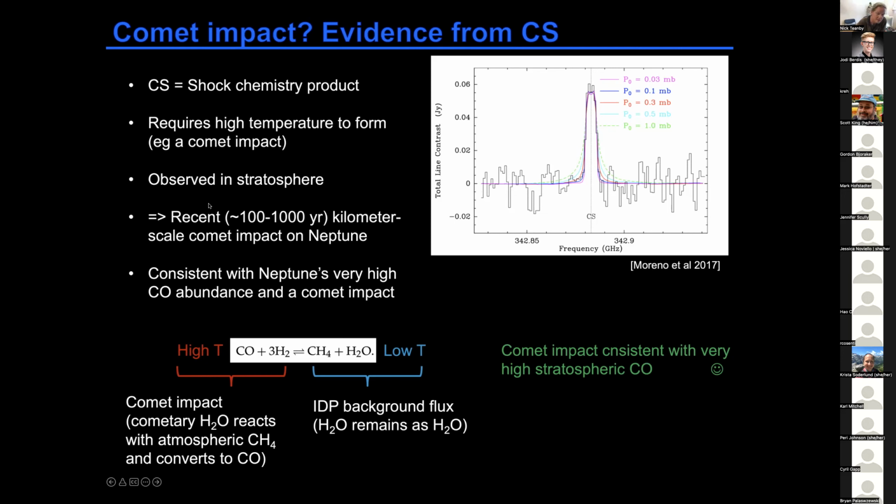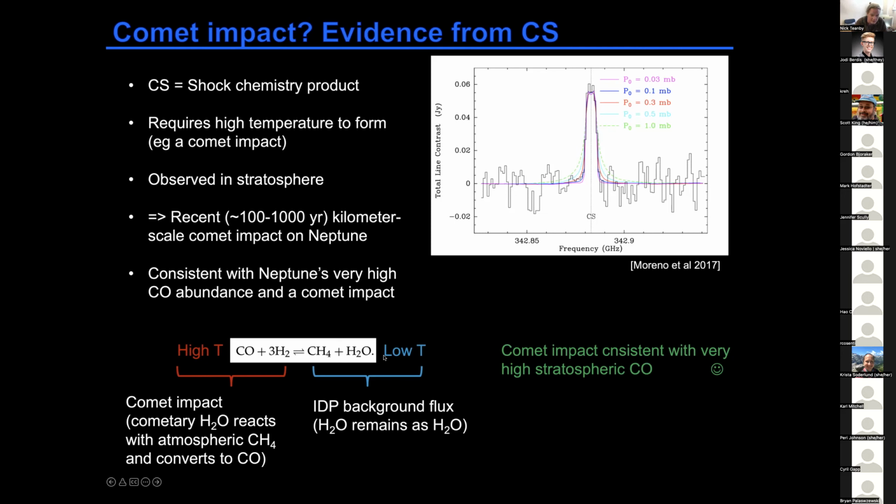That was observed in the stratosphere, and you can do some modeling of that, and it suggests maybe there was a kilometer scale comet impact in the top of Neptune in the last 100 to 1,000 years. So that makes sense. That's also consistent with Neptune's very high abundance of CO.